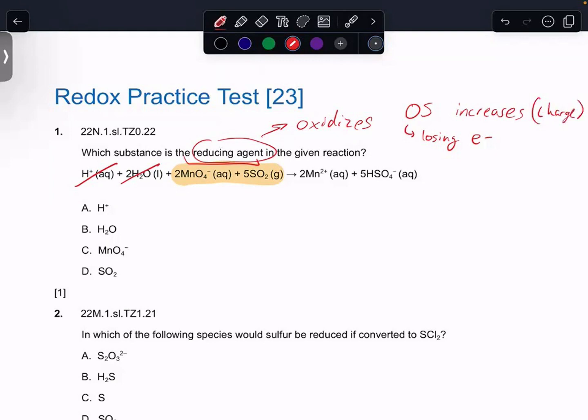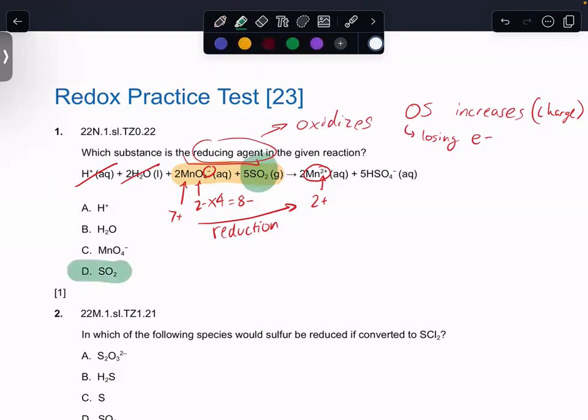All right, so MnO4 minus. Each oxygen is 2 minus, and we have 4 of them, for a total of 8 minus. The overall charge is negative, which means Mn must be 7 plus to balance. From 7 plus, Mn goes to 2 plus. So Mn is having its oxidation state decrease. So this would be reduction. Therefore, if manganese is reducing, sulfur must be oxidizing in SO2. So our answer here is D.